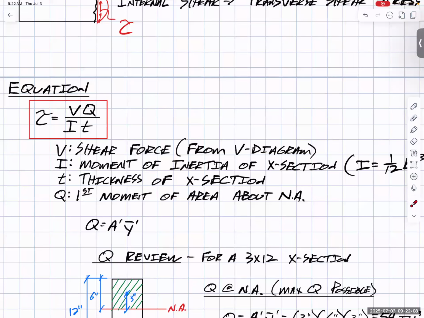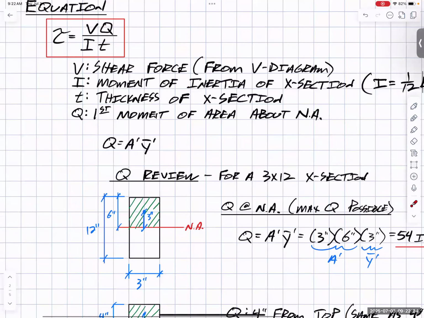And then the last variable, Q, I saved it for last, the worst for last, because Q is definitely the hardest to find. It's what students struggle with the most. It's called the first moment of area about the neutral axis. So let's talk about Q, because Q, like I said, is the hardest. There's the equation for Q. Q is equal to A prime Y bar prime. So you might recognize some of this stuff. Y bar is like a centroid. So yeah, it's the centroid of this little shape. A is just area.